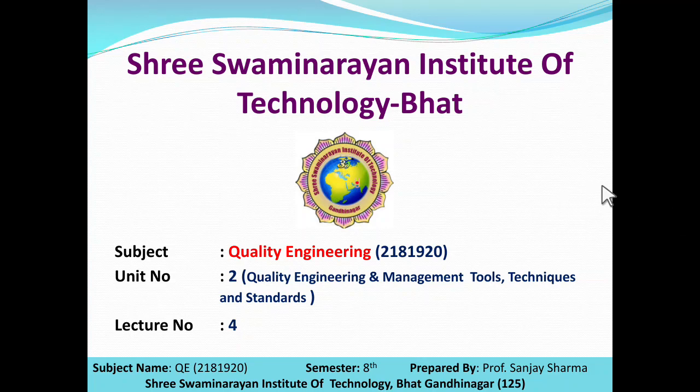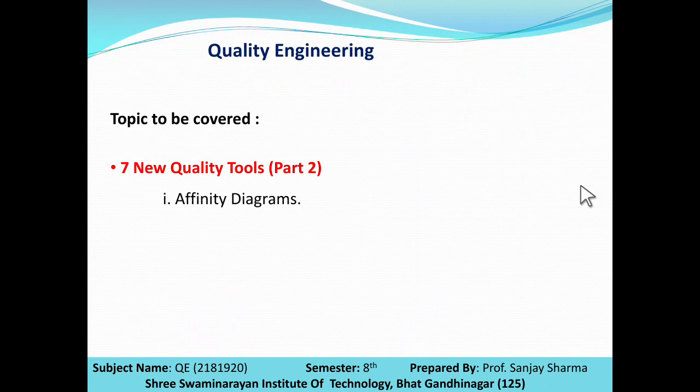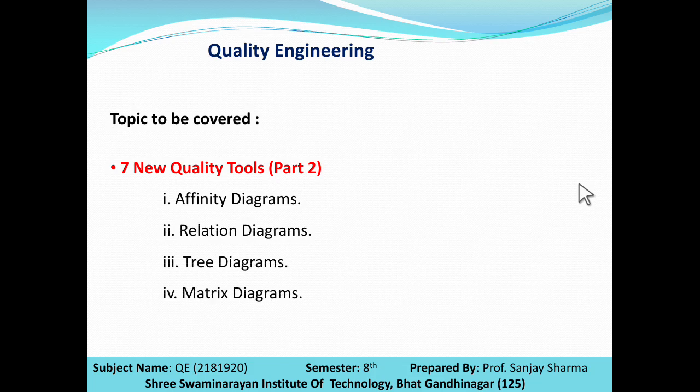Hello students, in today's video of the subject Quality Engineering, Unit 2: Quality Engineering and Management Tool, Techniques and Standard, lecture number 4, we will see the topics that follow our previous lecture, that is, the 7 new quality tools, part 2. Now in this video we will see the affinity diagram, relation diagram, tree diagram and matrix diagram in detail.